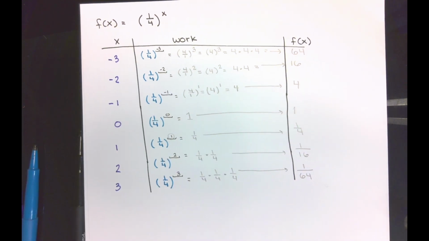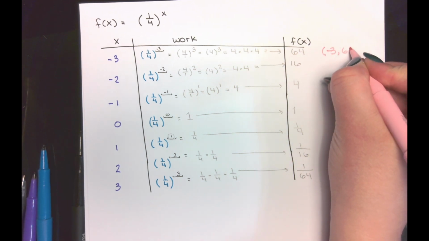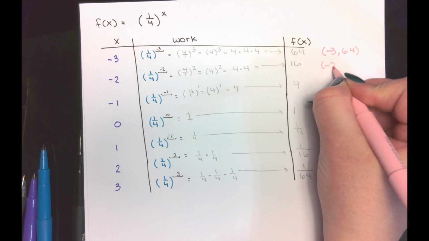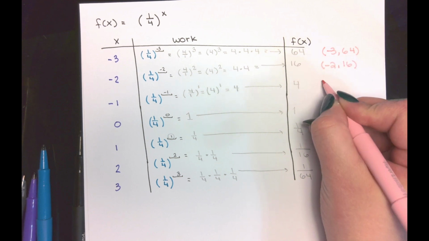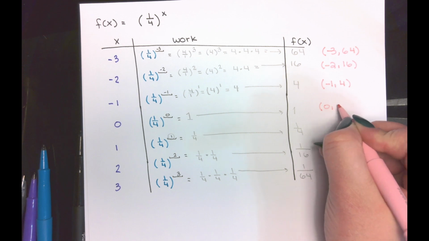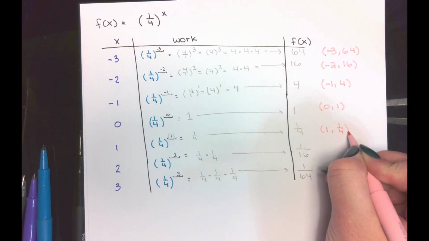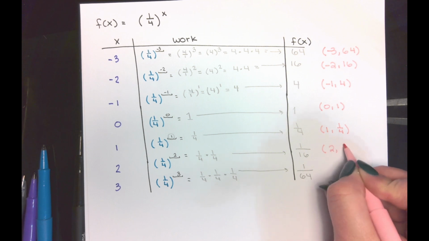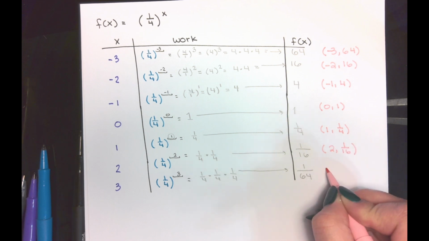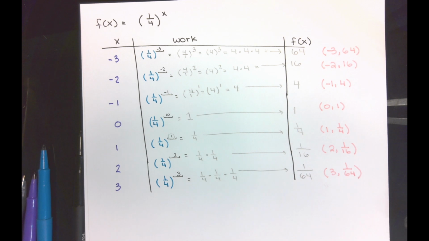Let's write out our inputs and our outputs. We have an input of -3, an output of 64. Input of -2, output of 16. Input of -1, output of 4. Input of 0, output of 1. Input of 1, output of 1/4. Input of 2, output of 1/16. Input of 3, output of 1/64. Let's go ahead and graph that.